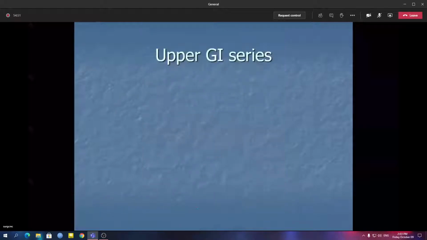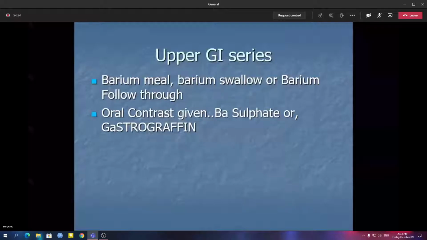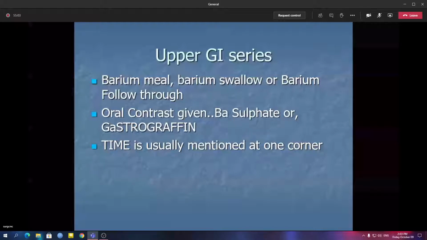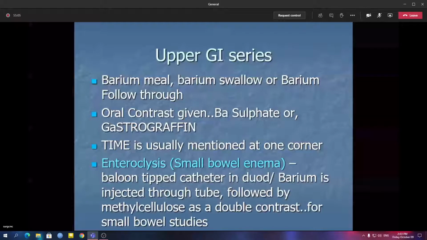Now let's come to the contrast X-rays. Contrast X-rays means we give contrast orally or intravenous. Now obviously for GI tract, we need oral contrast first. So in GI tract, whatever contrast we give, either it's a barium meal or a barium swallow or a barium follow through. Barium meal, the name suggests, will opacify the upper GI tract. The barium swallow follows upper and mid GI tract, and barium follow through even colon and rectum as well. The oral contrast is barium sulfate or gastrografin.